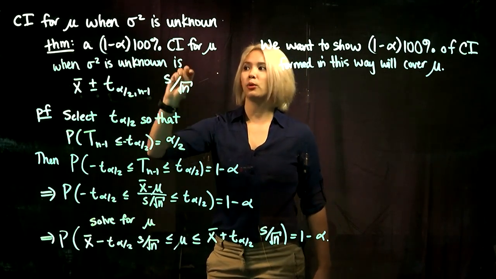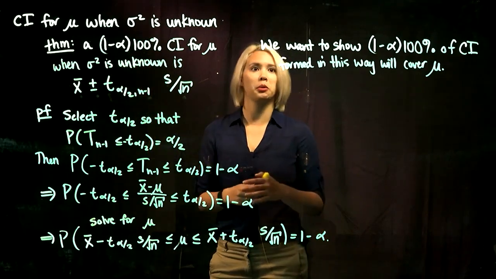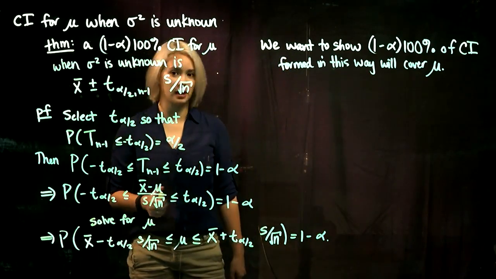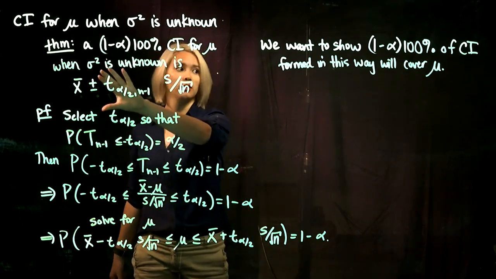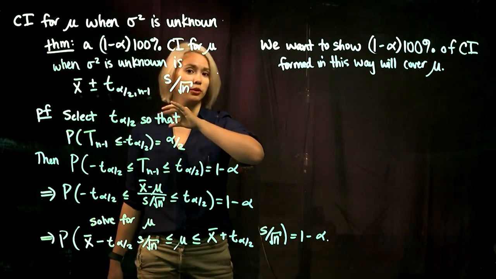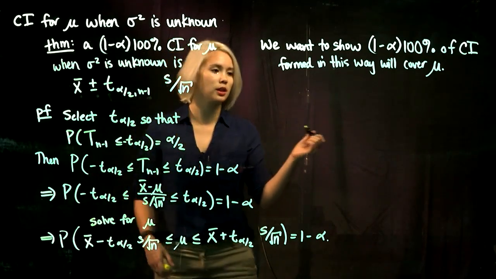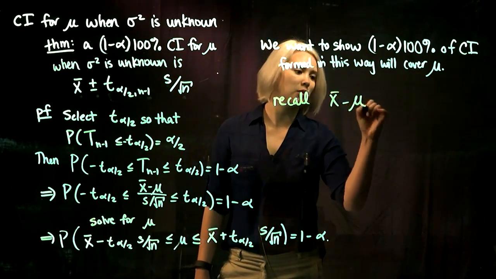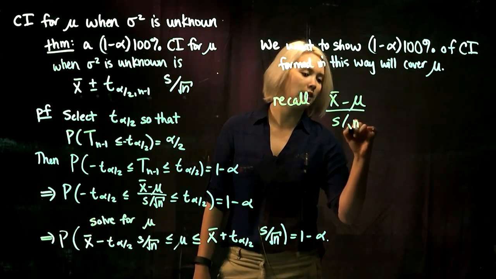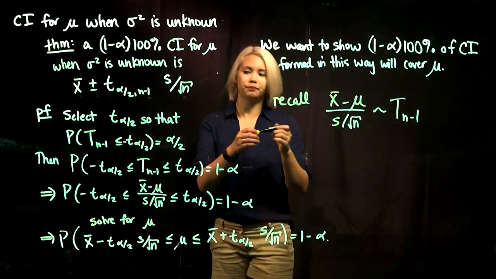All right, so if we want to prove this theorem, then essentially what we want to show is that (1 minus alpha) times 100% of confidence intervals formed in this way are going to cover mu. So we'll do the same thing as usual. We take our distribution. Recall that x bar minus mu divided by s over root n has a t distribution with n minus 1 degrees of freedom.